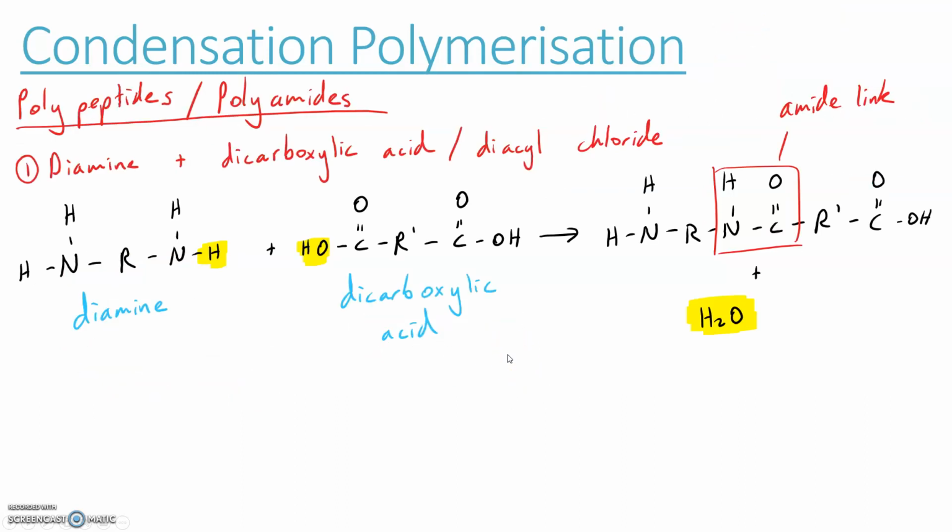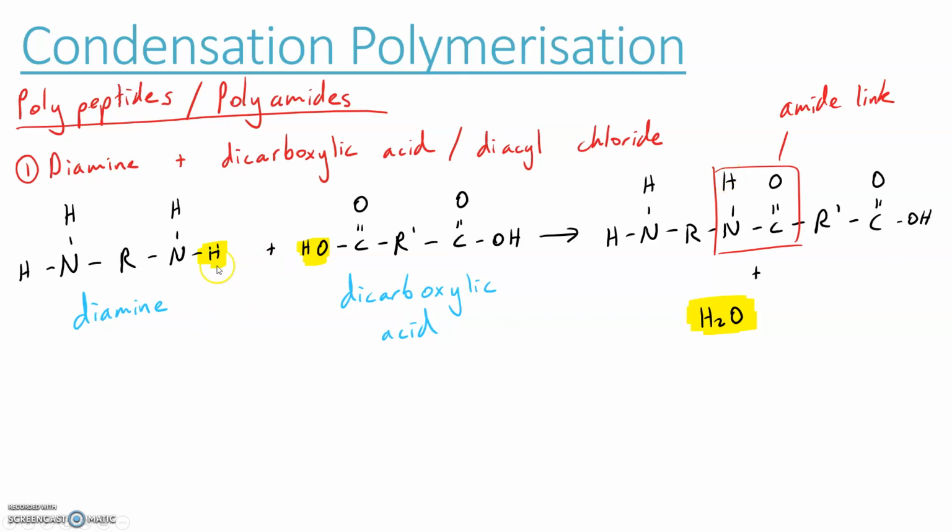Okay, so that was polyesters. We can also have polypeptides or polyamides, where we have an amide link or a peptide link. So we talked about that when we talked about amides. So the amide link is CONH, and that's what forms our amide link.